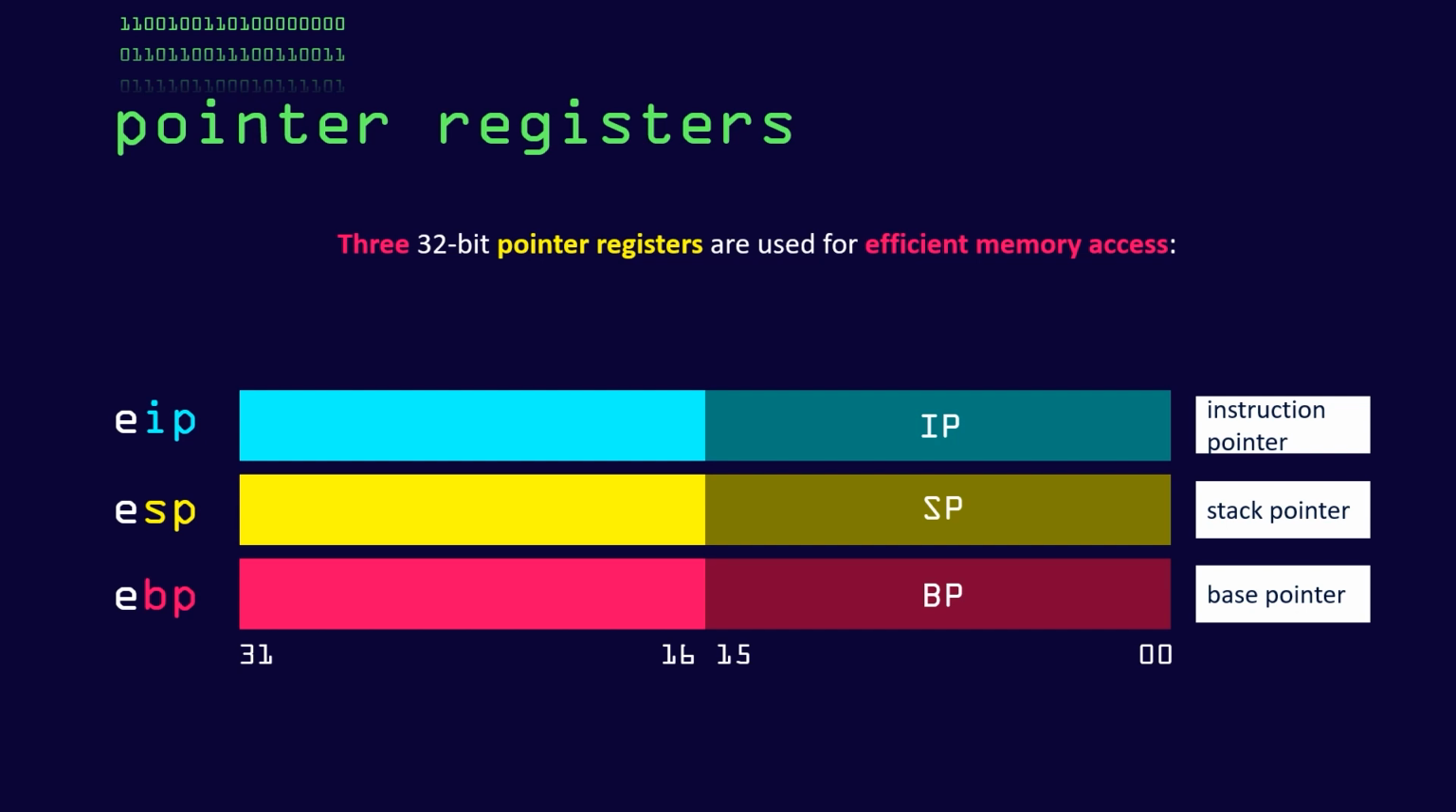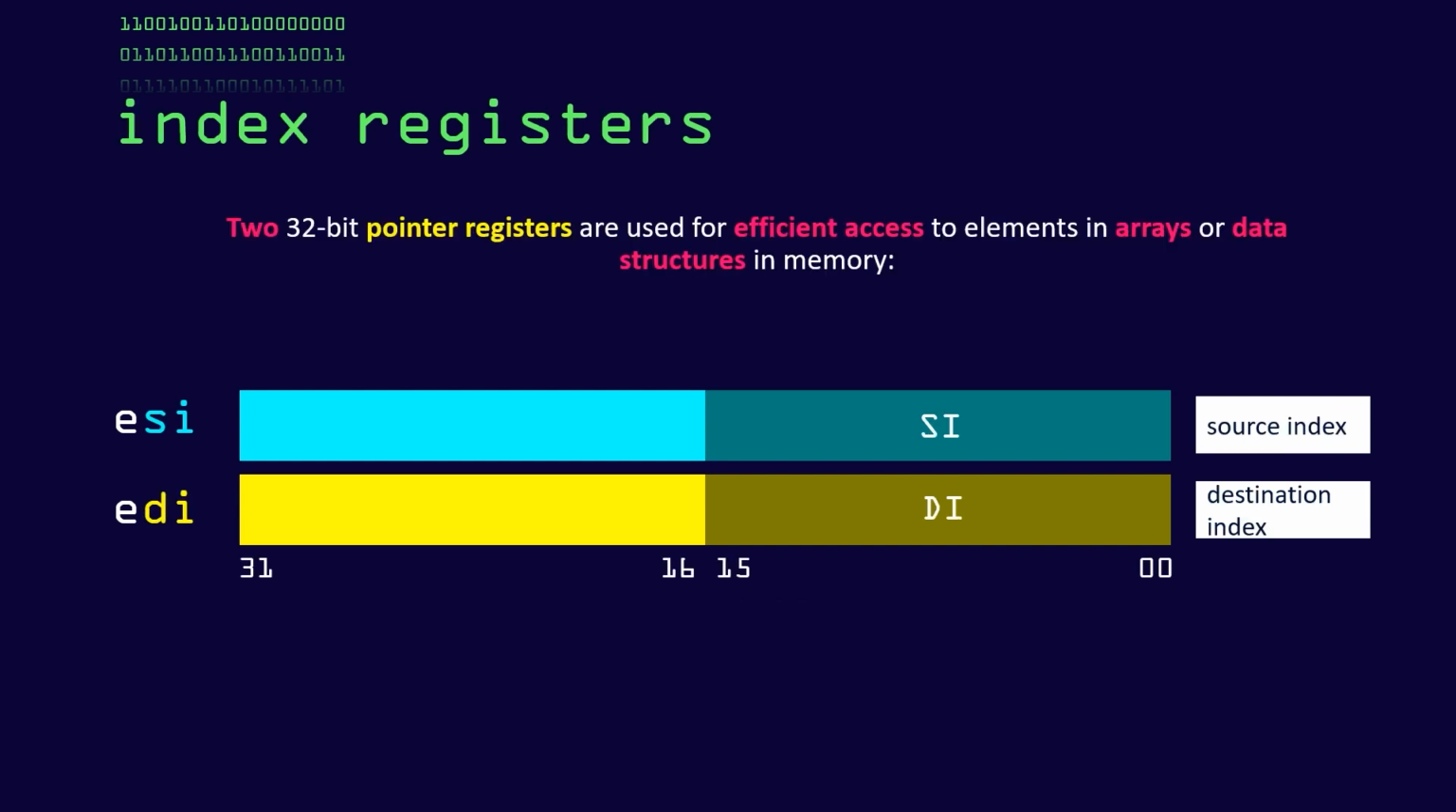So we have instruction pointer, stack pointer, and base pointer. For index registers, we have two 32-bit registers, one for the source index and one for the destination index, and both are used for string operations.